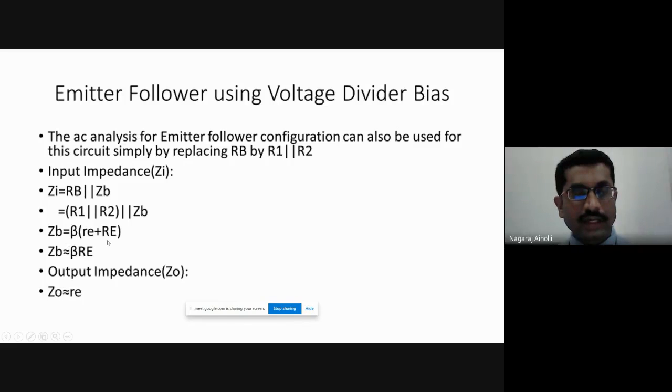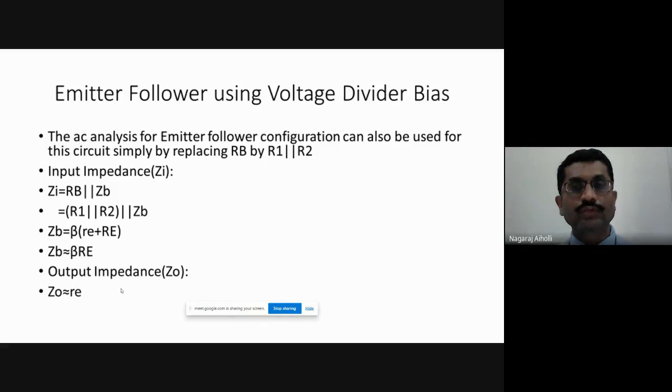Now ZB is given by beta into small re plus capital RE. Yes, just now I highlighted that equation. Now small re plus capital RE is approximately equal to capital RE only, because capital RE is larger than small re. Therefore, I can write the equation for ZB as approximately equal to beta into capital RE. Okay. Now find the equation for output impedance Zo. Output impedance Zo is approximately equal to RE. What was the equation there we wrote for emitter follower?